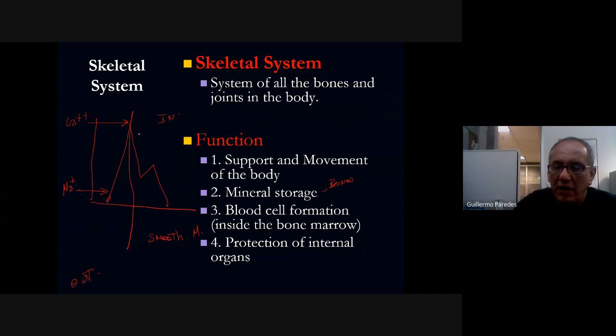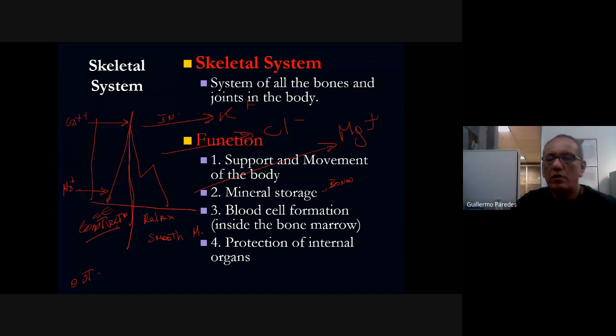Everything on the left of this center line is what happens during the contraction. Everything that happens on the right side of the center line is the relaxation: the exit of potassium, the exit of chloride, and the exit of magnesium. That is how muscles contract. Sodium enters and then calcium to complete the contraction, and calcium is what I'm focused on now.